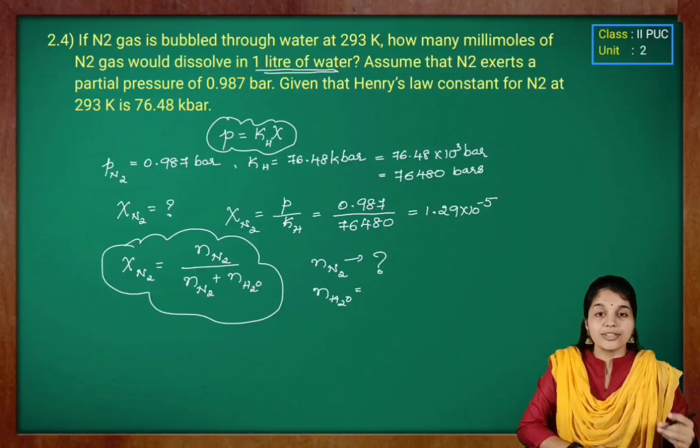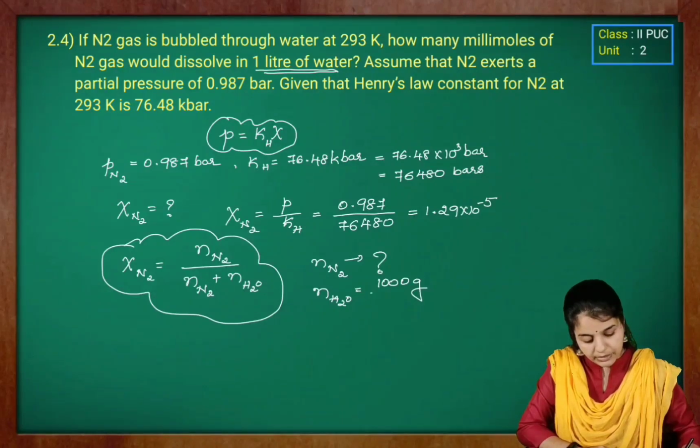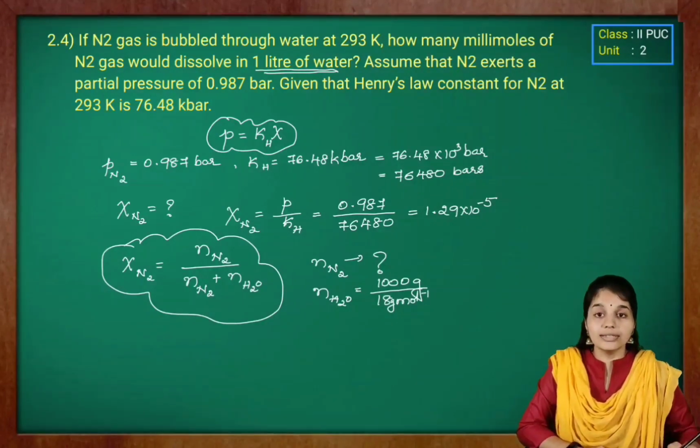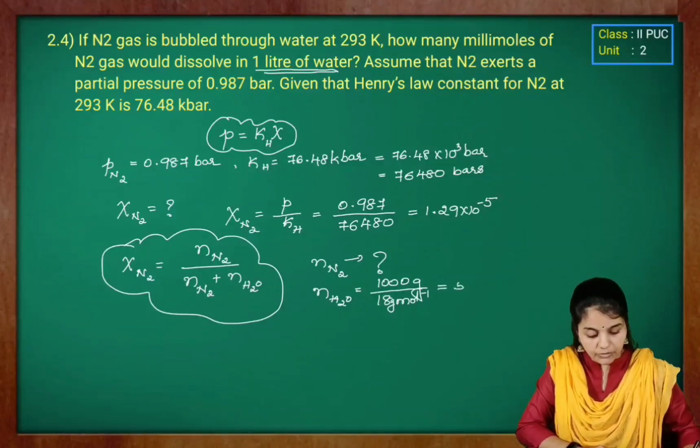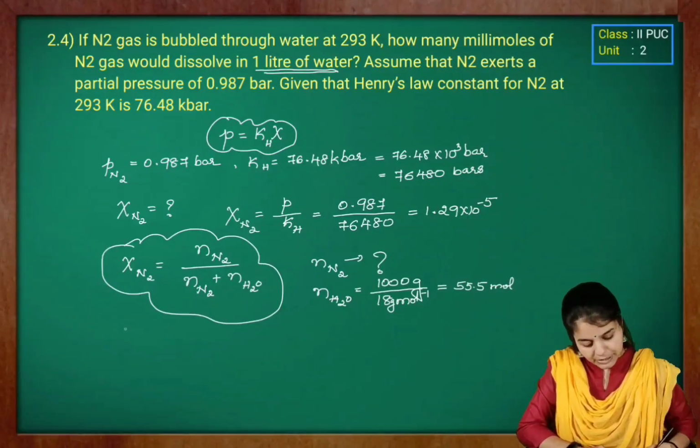Correct? How? In case of water, at standard temperature and pressure, it's considered that water's density is 1 gram per ml. Therefore, mass of water and volume of water are equal. So I can consider the mass of water as 1000 grams divided by its molar mass, that is 18 gram per mole. So 1000 divided by 18 gives us the number of moles of water. It is 55.5 moles.